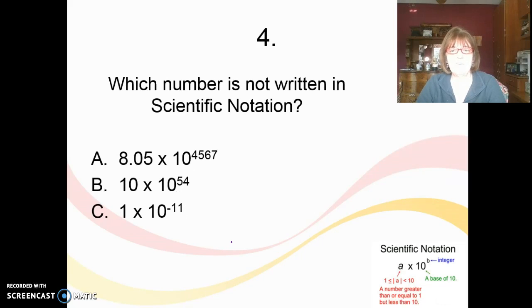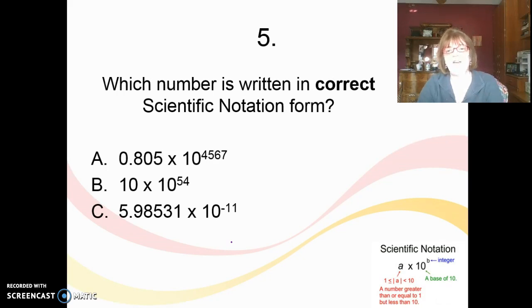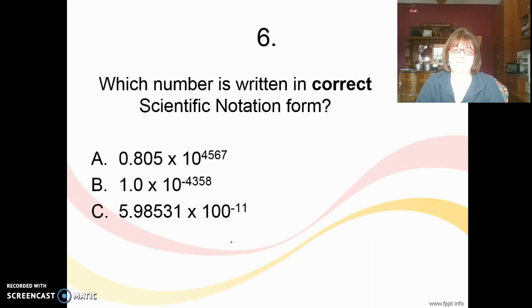Number 4, one more time. What's not written in scientific notation? Alrighty, 5, I've changed the question. Finally, it's getting so boring. Which number is written in correct scientific notation form? You can do that. All right, I promise. Last question, at least on this video. Which number is written in correct scientific notation form?